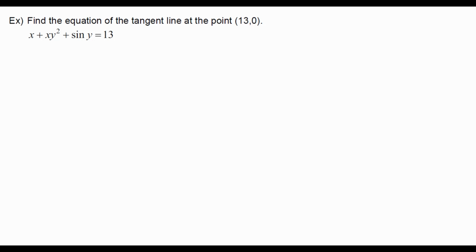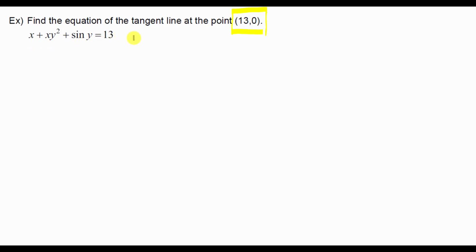Find the equation of the tangent line at the point 13, 0. So this time we're going to find the equation of a tangent line, and we know how to do that, right? We're given a point, like always. And so we need to find the derivative of the function, which is dy dx. And we're going to plug 13, 0 there to find the slope at this point. And then once we have the slope, we're going to use point slope form of a line to write the equation of the tangent line.